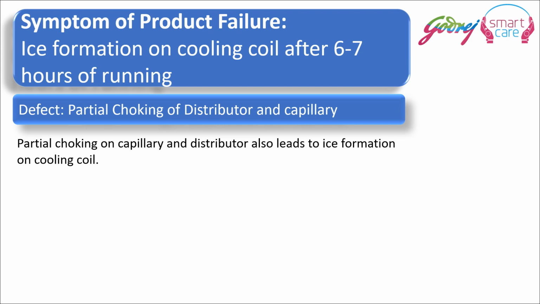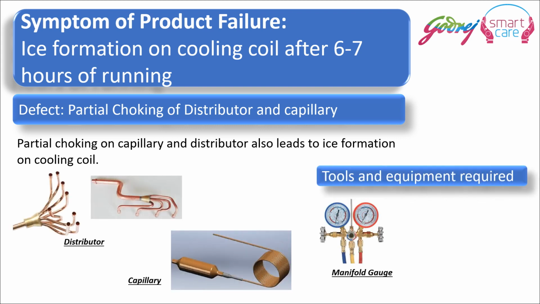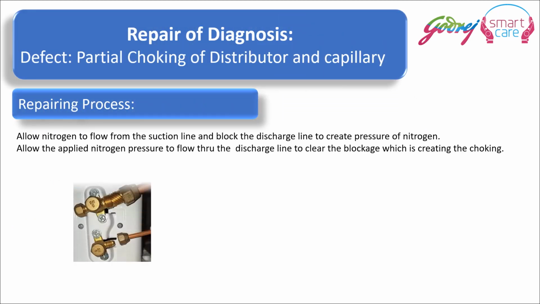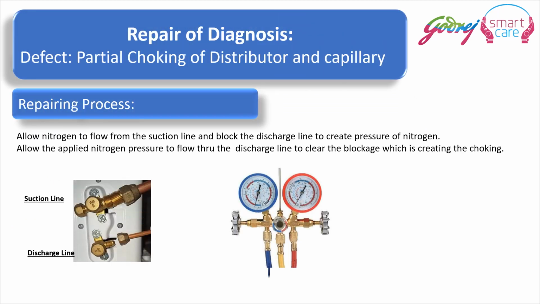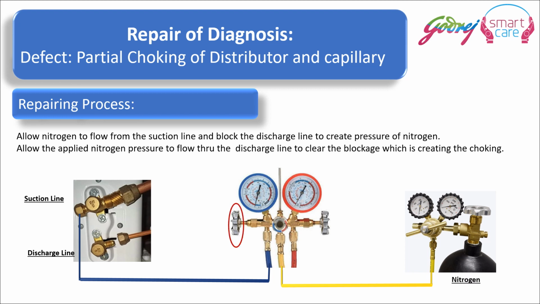In case of partial choking of distributors and capillary defect, it leads to ice formation in the cooling coil. Tools required are a manifold gauge and a nitrogen cylinder. We have to allow nitrogen to flow from the suction line and block the discharge line to create a pressure of nitrogen. Allow the applied nitrogen pressure to flow through the discharge line to clear the blockage which is creating the choking.